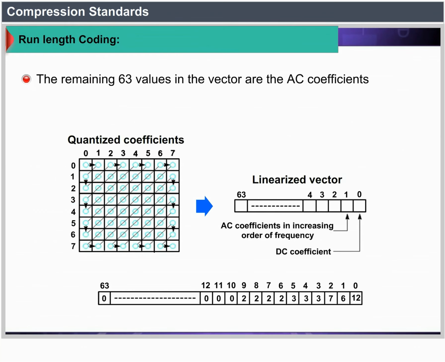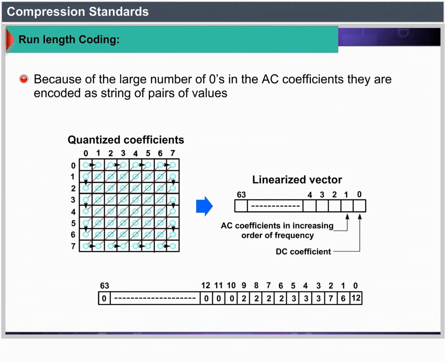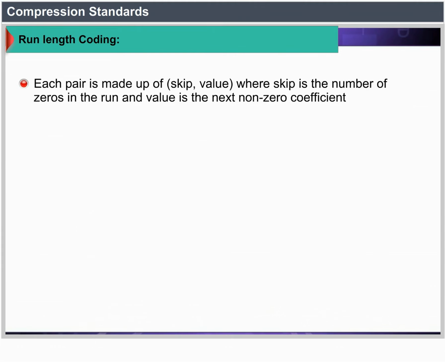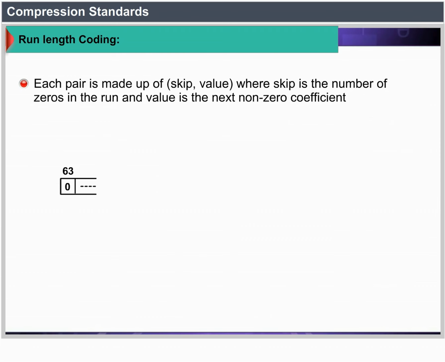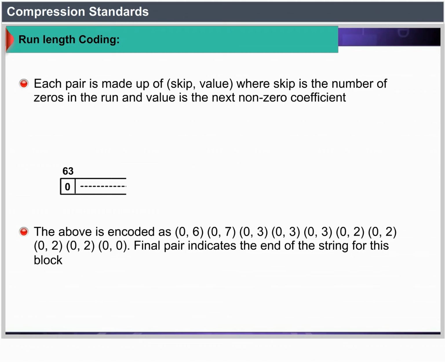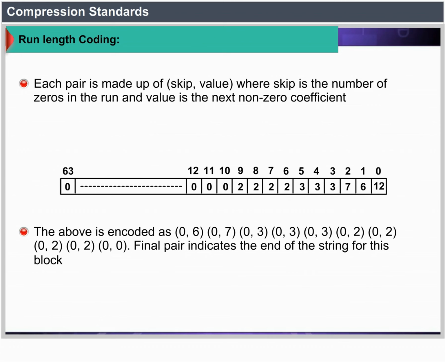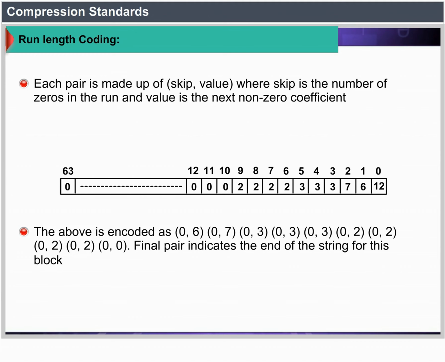Run length coding. The remaining 63 values in the vector are the AC coefficients. Because of the large number of zeros in the AC coefficients, they are encoded as a string of pairs of values. Each pair is made up of skip, value, where skip is the number of zeros in the run and value is the next non-zero coefficient. The above will be encoded as 0, 6, 0, 7, 0, 3, 0, 3, 0, 3, 0, 2, 0, 2, 0, 2, 0, 2, and 0, 0. The final pair indicates the end of the string for this block.